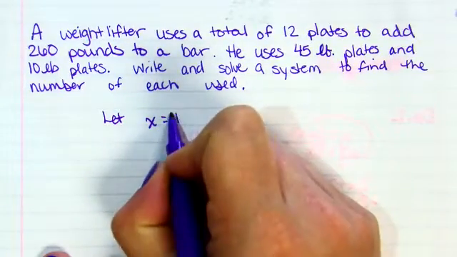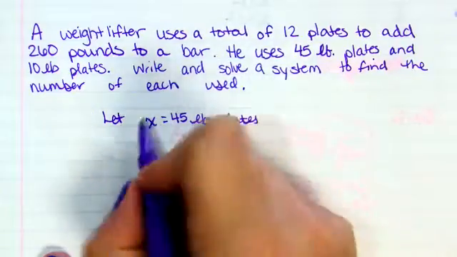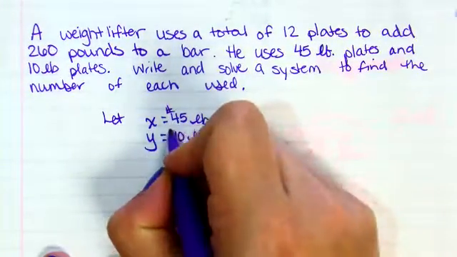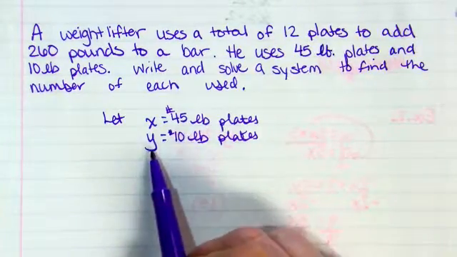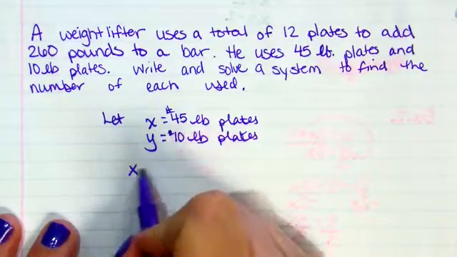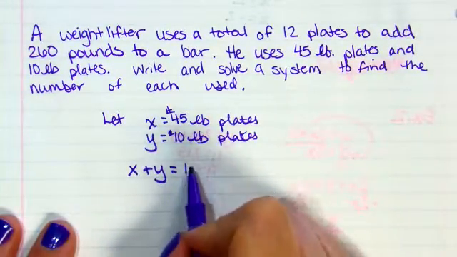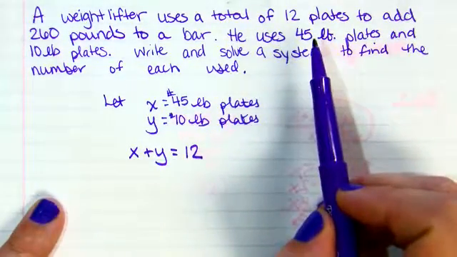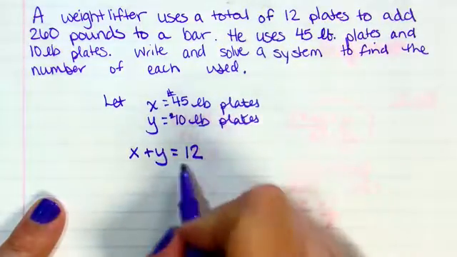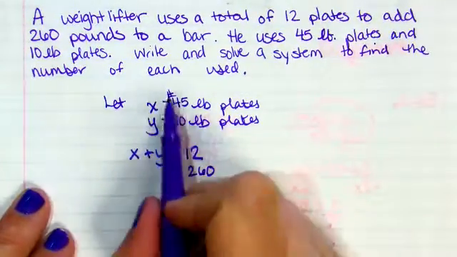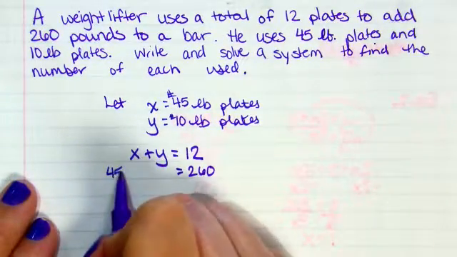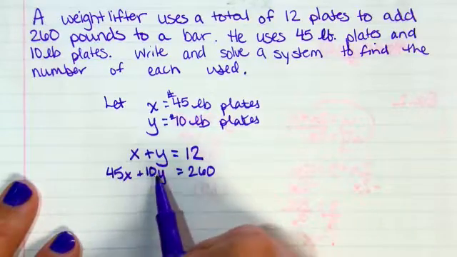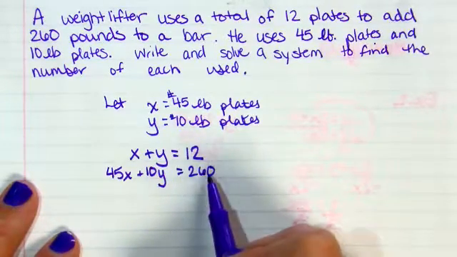So let's let x equal the number of 45-pound plates, and let's let y equal the number of 10-pound plates. So how many 45-pound plates is x? How many 10-pound plates is y? We know that the total number of plates used is x plus y, that's all of the plates, and that's 12. He used 12 plates altogether, or she, I don't know, I'm saying he. And then we know that the amount of weight adds up to 260 pounds. And that weight is going to be 45 times the number of 45-pound plates plus 10 times the number of 10-pound plates. That's how much weight from 45-pound plates. That's how much weight he gets from the 10-pound plates. Altogether, he gets 260 pounds.